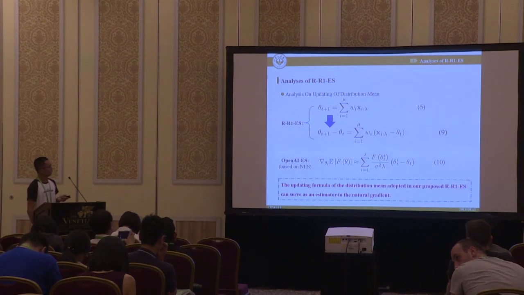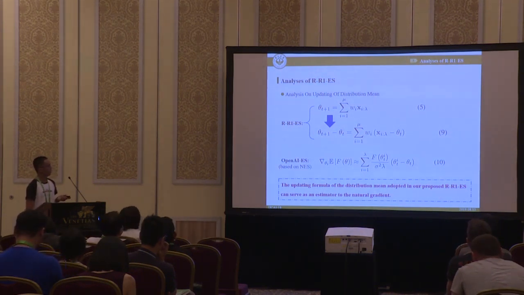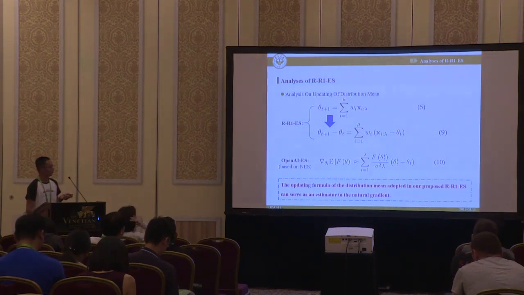And now we focus on the analysis of the updating of distribution mean. We can find that the updating formula is something like the natural gradient in OpenAI ES. So, in our proposed model, the updating rule of the distribution mean can serve as an estimator to the natural gradient.